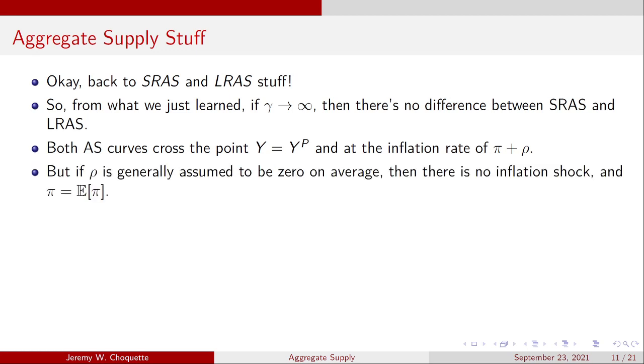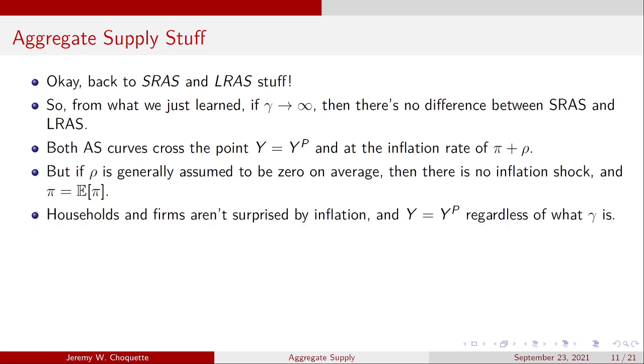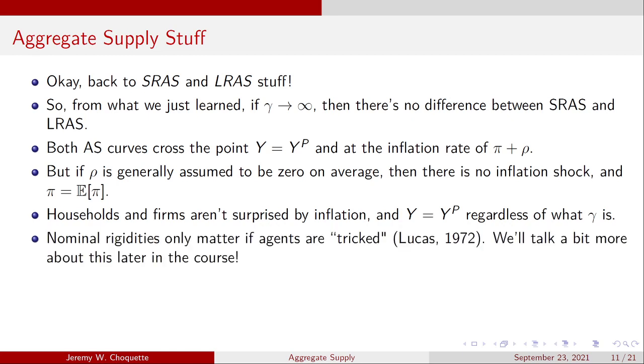But if rho is generally assumed to be 0, then on average, there's no inflation shock, and inflation equals expected inflation. Households and firms aren't surprised by inflation, and this output equals potential output, regardless of what gamma is. Right? That's at that point where they cross. Nominal rigidities really only matter if agents are tricked. Right? If you think that you know what inflation is going to be.